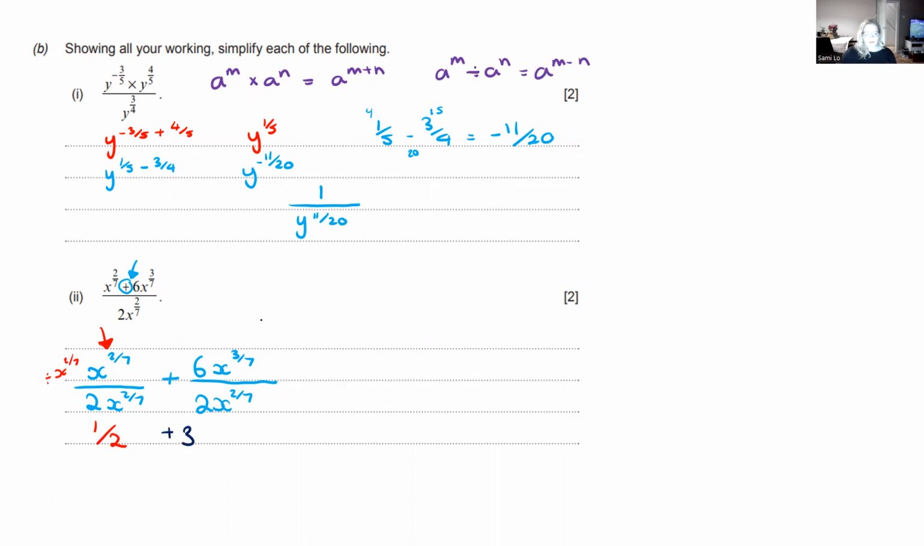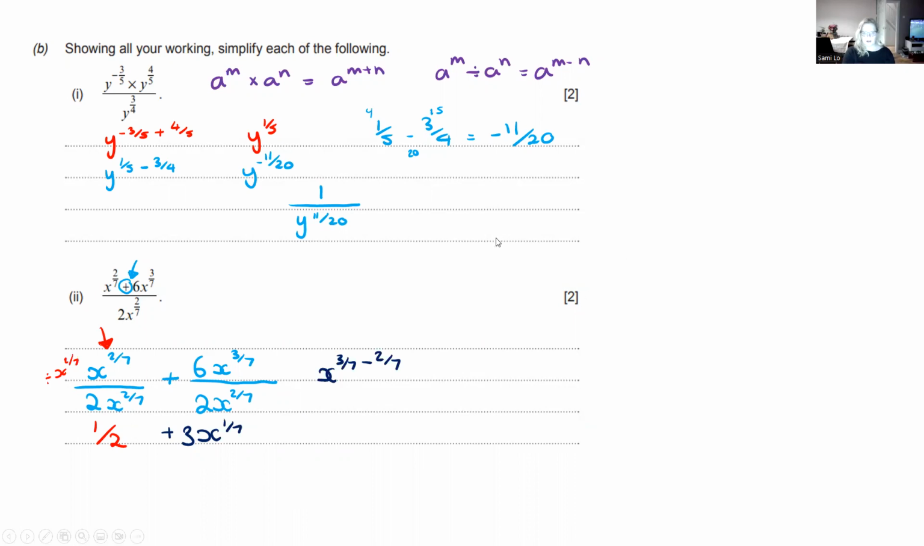And then we've got that rule that we used at the top. So now x to the 3/7 is going to be taken away 2/7 because we're dividing them at this stage. So that's going to give me x to the 1/7. Now, it hasn't asked us how to leave it, so I would leave the question like that. So a half plus 3x to the 1/7. Okay, and that's the two questions.